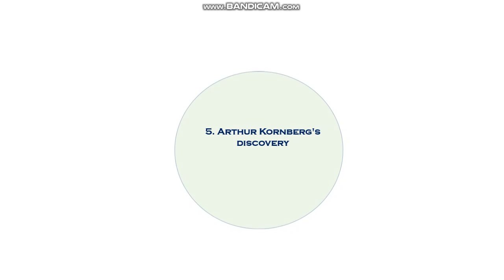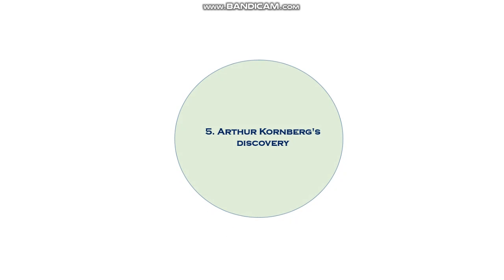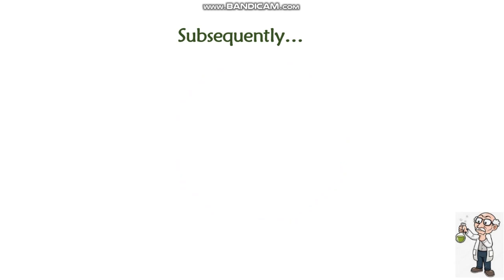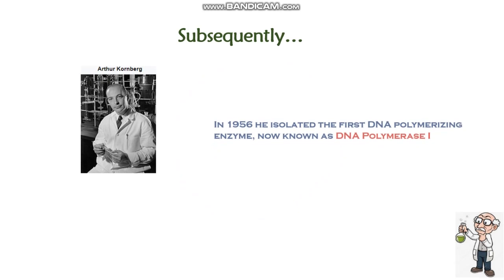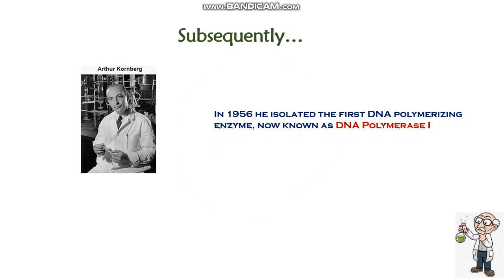Number 4 is Arthur Kornberg's discovery, and this is the number 5 and last discovery in my discussion here. He isolated DNA polymerase, the enzyme that catalyzes the synthesis of new DNA strands, in 1956. That DNA polymerizing enzyme is known as DNA polymerase 1. He and his colleagues identified many different components of the biological DNA replication machinery. First he worked on E. coli, and later on he also worked on eukaryotic life forms.